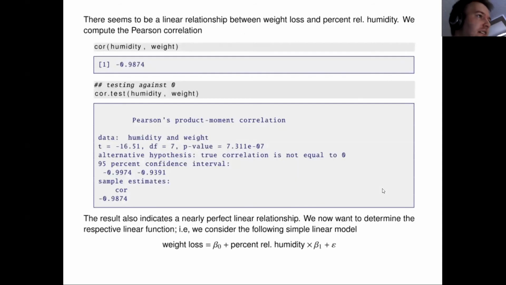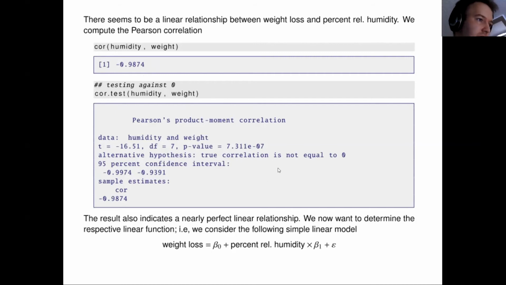Now let's do this in R. First, we compute the correlation. The correlation, as was also discussed on Slack, basically measures how well the two variables correlate. And here we have a strong negative correlation of minus 0.9.